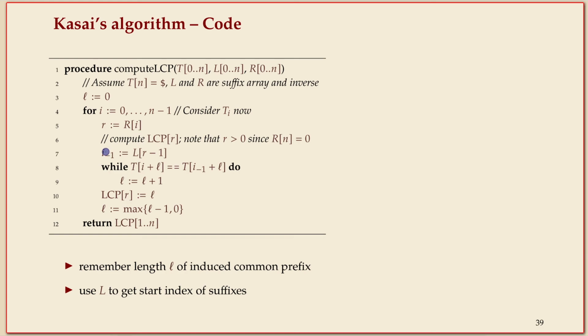We find what is the other suffix that we compare with, which is the one just above it in sorted order, but we have to find it in this way. Then we compare the characters that are equal, but we leave out the first L comparison, the first L characters in both strings. We store what we found, and we set L to be 1 smaller or 0. And then we continue.